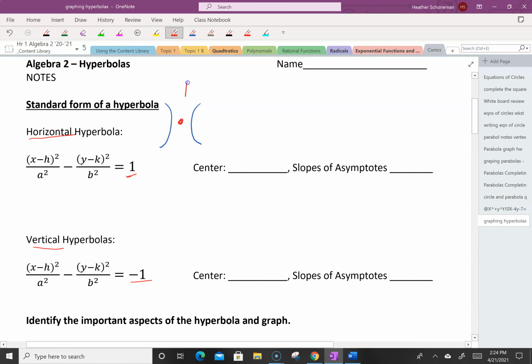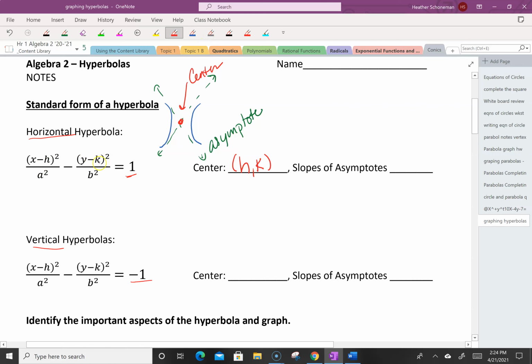The point in between here is the center, and these arcs are going to be guided by these asymptotes. And remember that an asymptote is a line that the graph gets very close to but doesn't touch. So to find the center for these graphs, you're going to use the point (h, k).